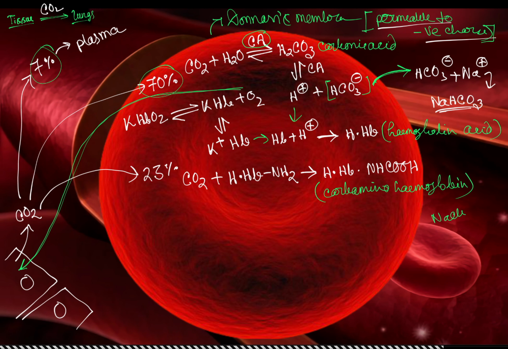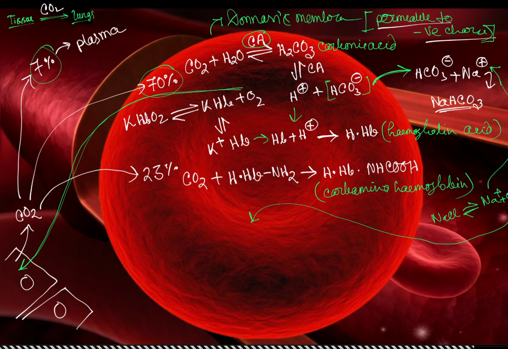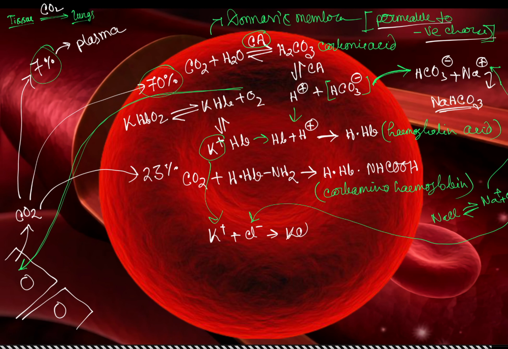NaCl in our blood, which will dissociate into Na plus and Cl minus. This Na plus will go to bicarbonate ion to react, and negative ion is permeable to Donnan's membrane, that is Cl minus will enter into the RBC and will react with the leftover potassium ion, K plus plus Cl minus, which will form KCl. So the 100% of carbon dioxide is dissolved into the blood, and that is the complete mechanism of carbon dioxide transportation. Thank you.